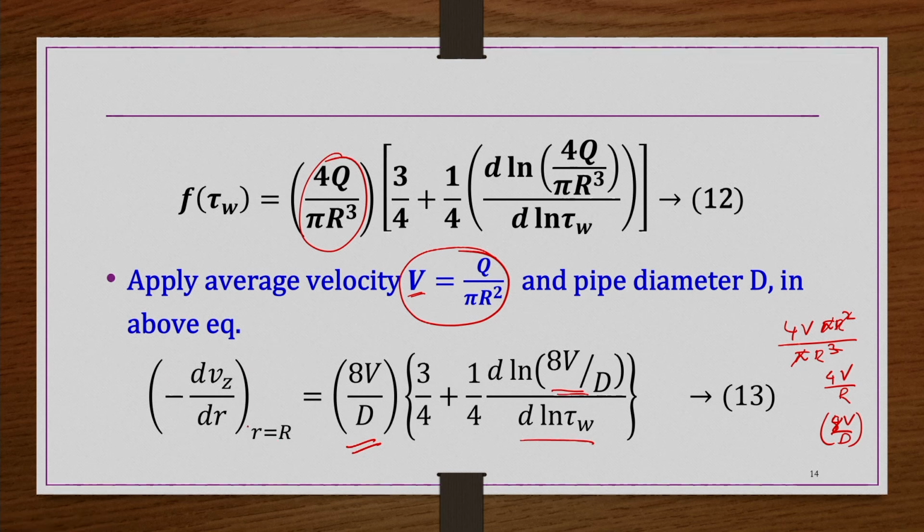Now this f of tau w, we have seen already, f of tau rz is nothing but minus dvz by dr. So f of tau w should be nothing but minus dvz by dr at r is equals to capital R. So that is nothing but this one. In place of f of tau w, I am writing minus dvz by dr at r is equals to capital R. So that means whatever the gamma dot rz at wall, or gamma dot wall information is there, that you already got it here.